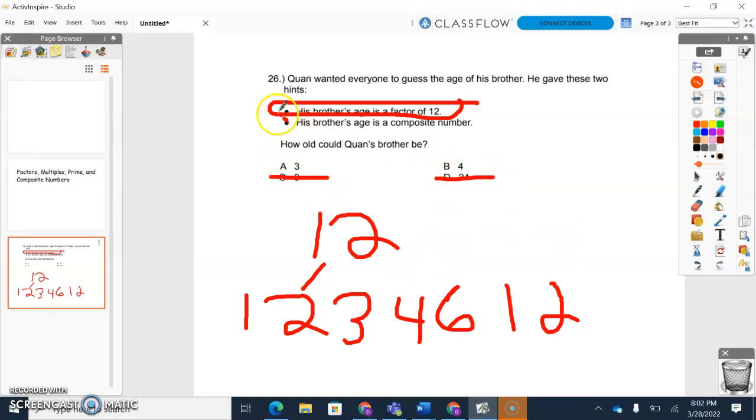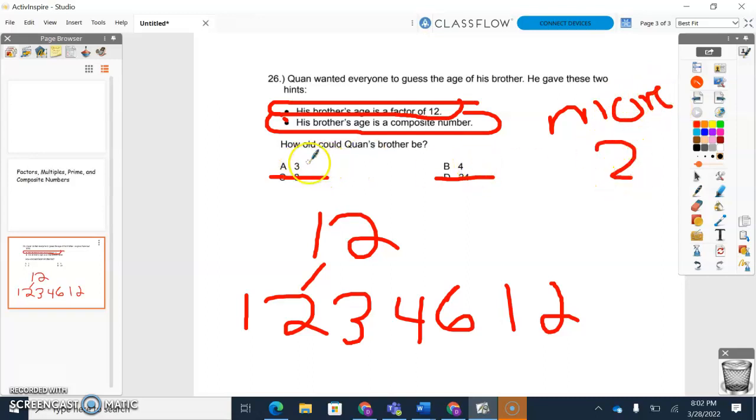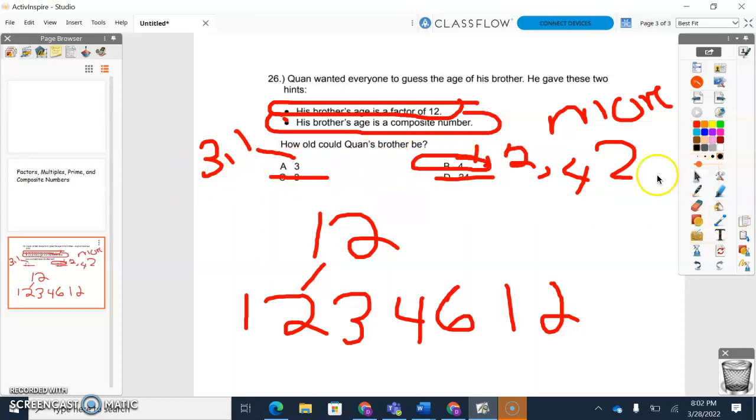The next sentence says his brother's age is a composite number. I know composite has more than 2 factors. We got 3 or 4. Which one is composite? Think about your factors of 3. What are my factors of 3? 3 and 1. What are my factors of 4? 1, 2, and 4. So which one will be my answer if it's a composite number? B. Good job. So good job on learning about prime and composite numbers and multiples and factors.